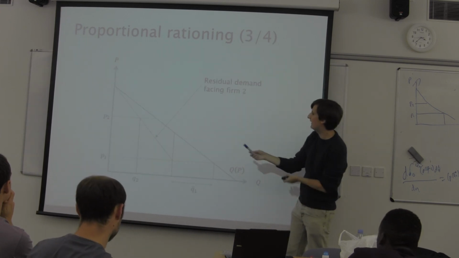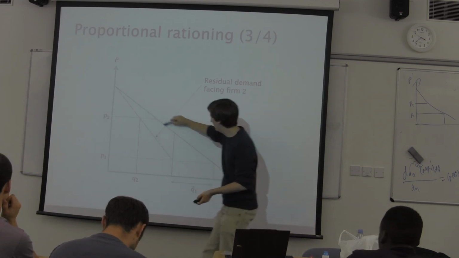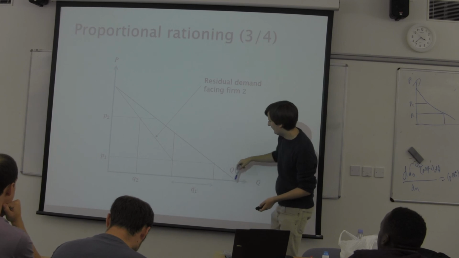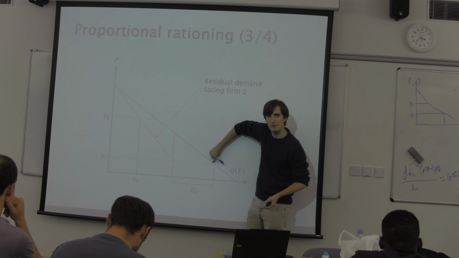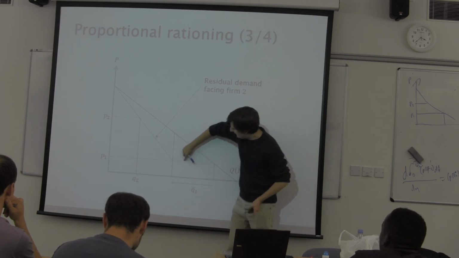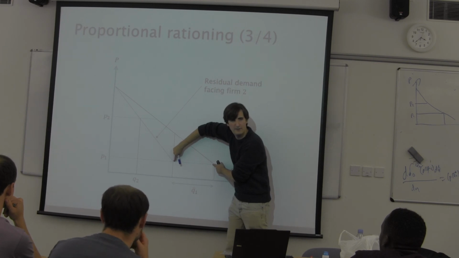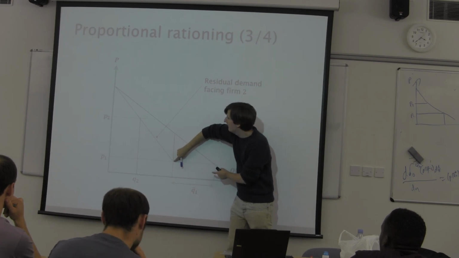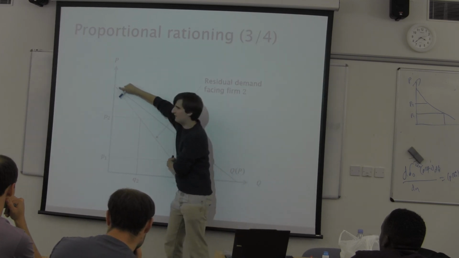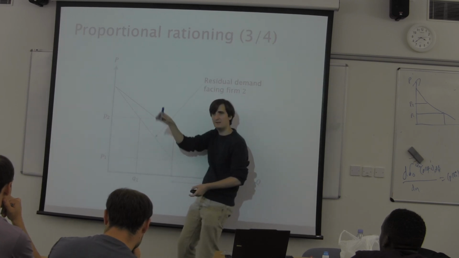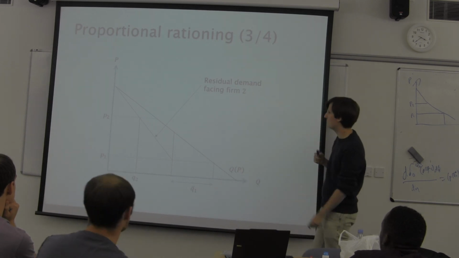And you can see this graphically. Here's the original demand curve. Q1 bar consumers get to buy at the price P1. They're lucky, they turn up early in the morning. So that number of consumers just disappears from demand, since they've been satisfied by the first firm. The consumers that are left for the second firm effectively have a demand curve that looks like this. All we've done is rotate the demand curve so it goes through this new point. And that's what proportional rationing does.